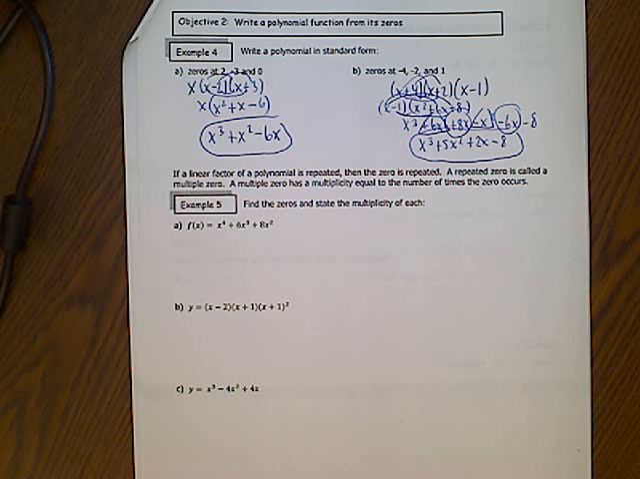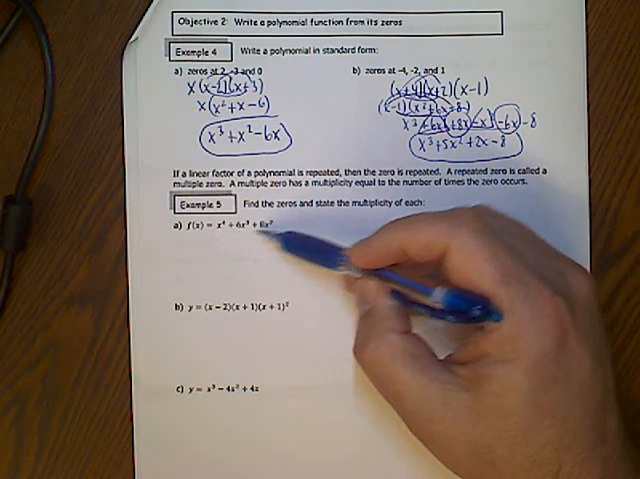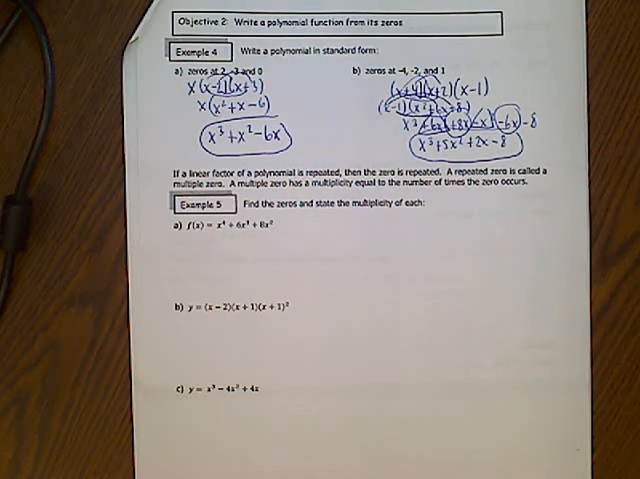Okay, so then on the last part, almost there: if a linear factor of a polynomial is repeated, then the zero is repeated. A repeated zero is called a multiple zero. A multiple zero has a multiplicity equal to the number of times the zero occurs. This idea is really easy. What we do need to do though is factor first. So take this thing and factor it down for me. Take out its GCF and factor it down.